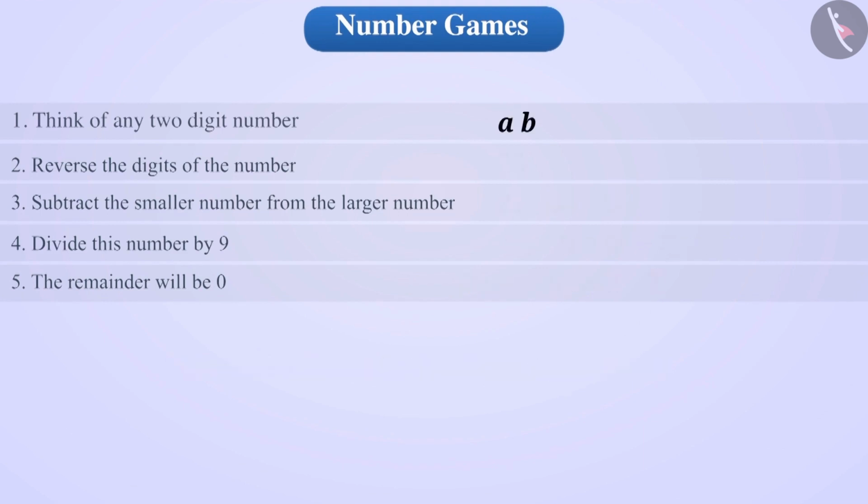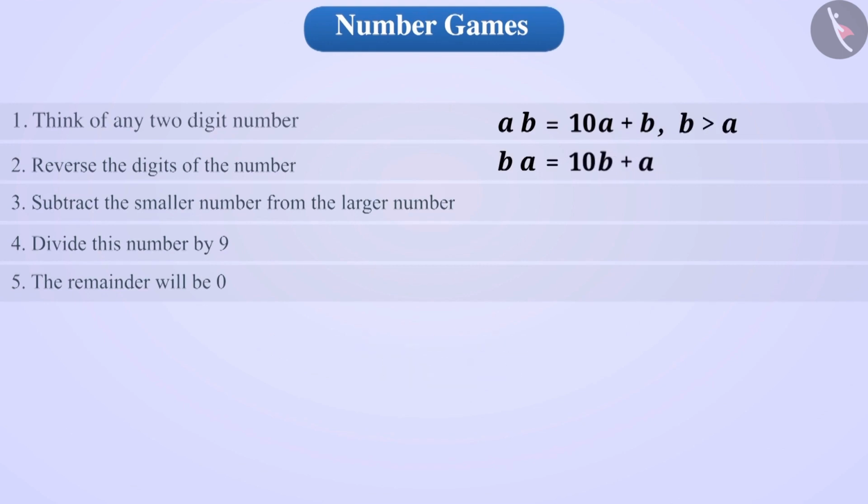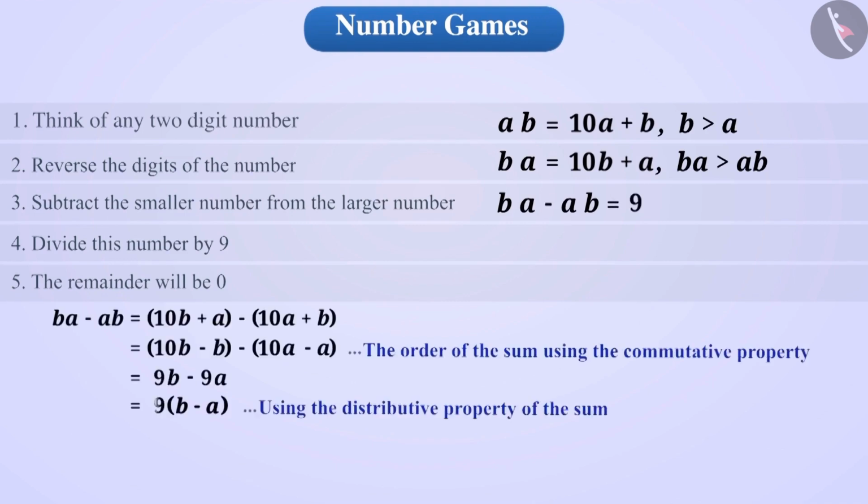Suppose we take a number AB in which B is greater than A. We can write this number as 10A plus B in general form. The digits will be reversed to get the number BA, which can be written as 10B plus A in general form. Since B is greater than A, we can say that BA is greater than AB. So let's subtract the smaller number AB from the larger number BA. We get 9 times (B minus A).